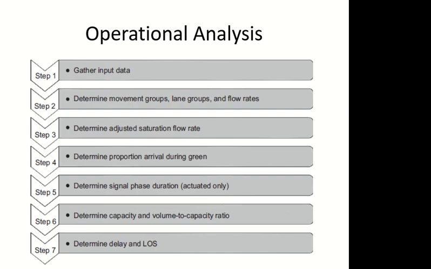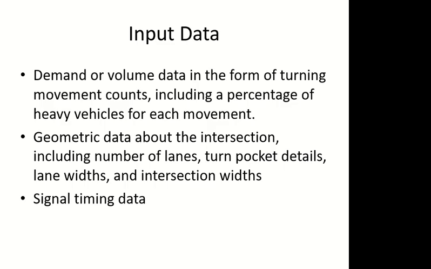So there are 7 steps involved in it. Input data, then you look at the movements and the flow rate in each lane and so forth. You have to find out the saturation flow rate for each lane, find out the proportion of arriving vehicles during green time. Then you find out the signal phase duration if the signal is actuated. If it is not actuated, then you will design it yourself. Okay, it is fixed. Then you have to find out the volume and the capacity. You already have the flow rate. You will do the volume capacity ratio, and on the basis of that you can calculate delay and level of service. So we'll go through these steps.